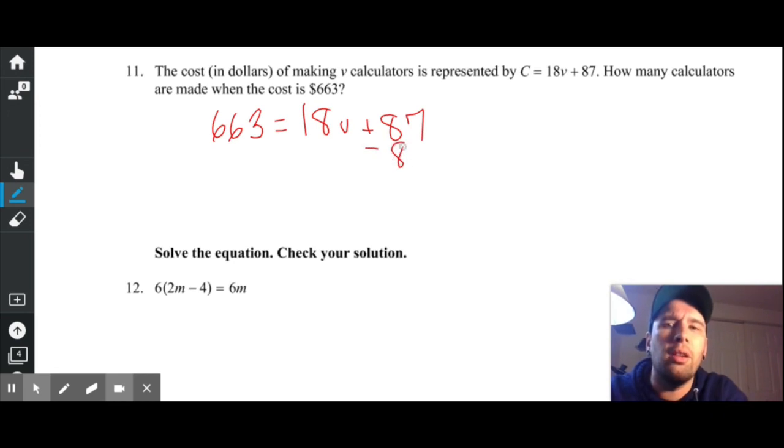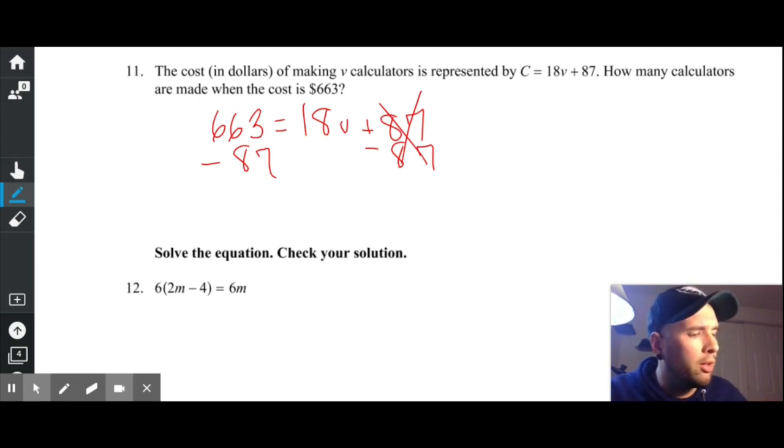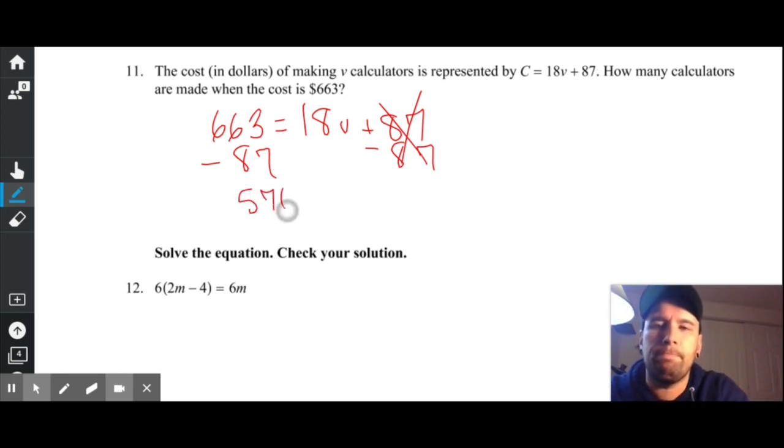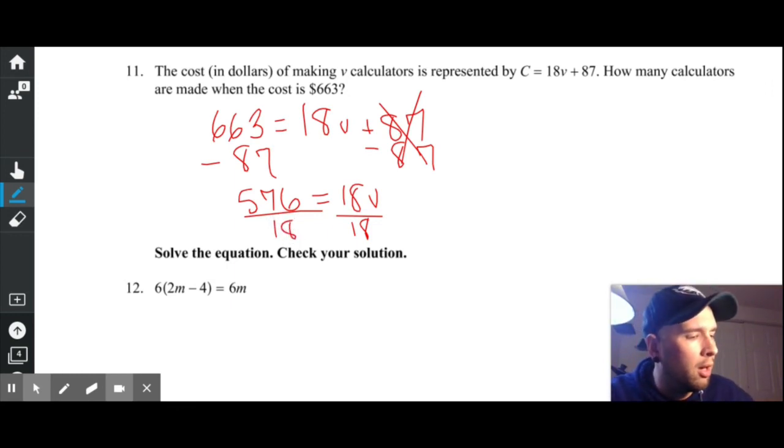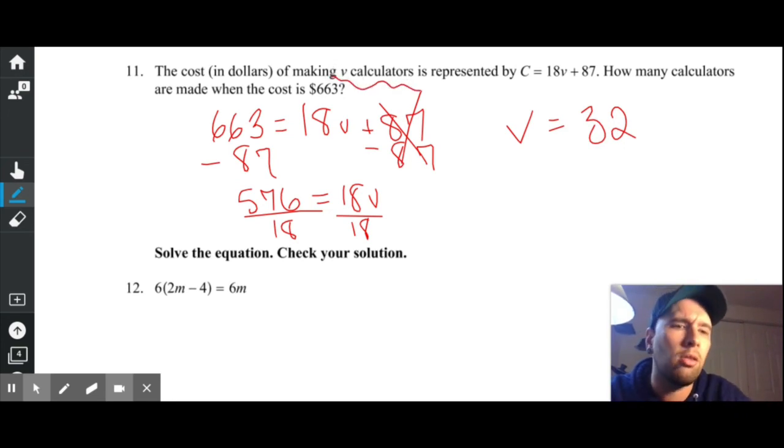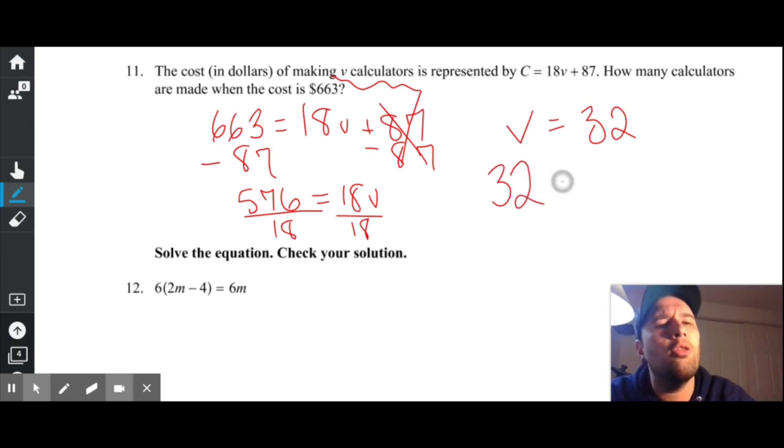Subtract 87, cross that out. 663 minus 87, 576 equals 18V. Divide both sides by 18. I'm not even going to pretend like I know what that is off the top of my head. 32. So V equals 32. V represents calculators. So my answer is going to be, how many calculators are made when the cost is $663? 32 calculators are made.